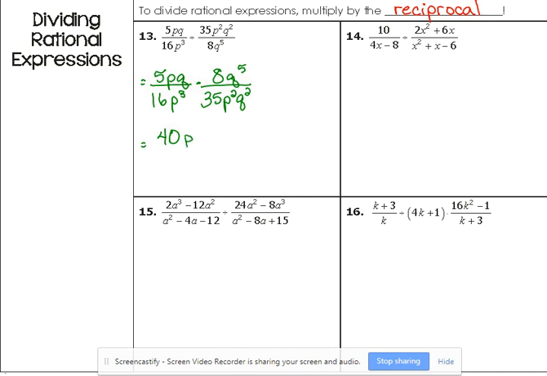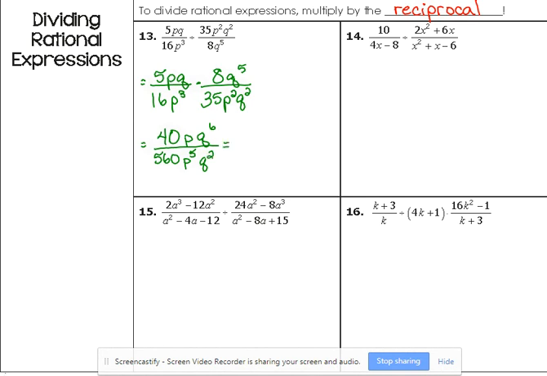Okay, 5 times 8 is 40. We don't have another p in the numerator, so we just got p, and q times q to the 5th is q to the 6th. In the denominator, 16 times 35, somebody help me out on that. 525? 560, thank you. All right, 560. p cubed times p squared is p to the 5th, and we've just got q squared down there.